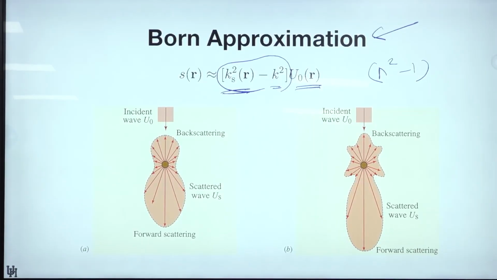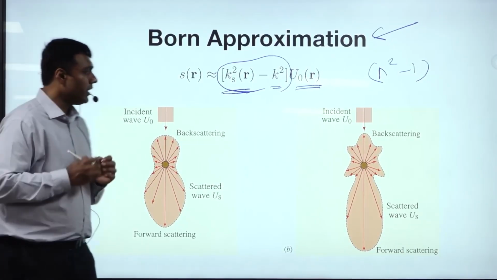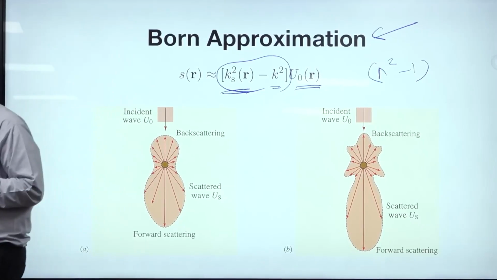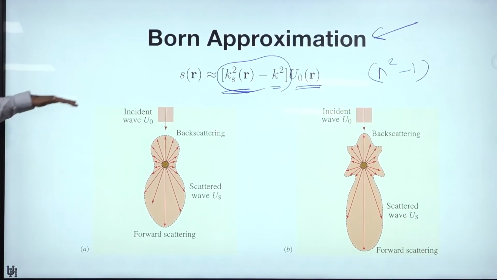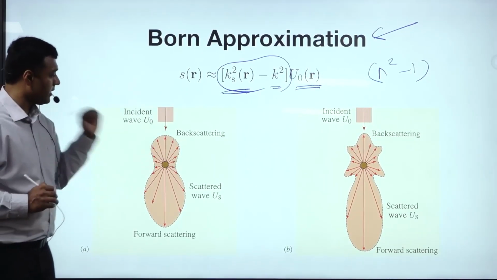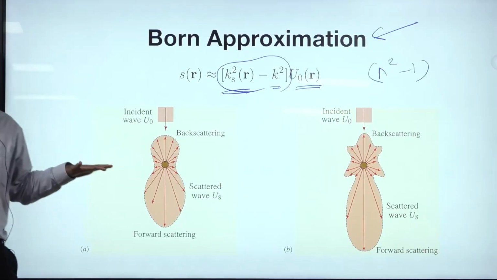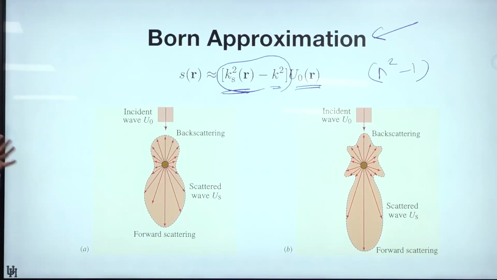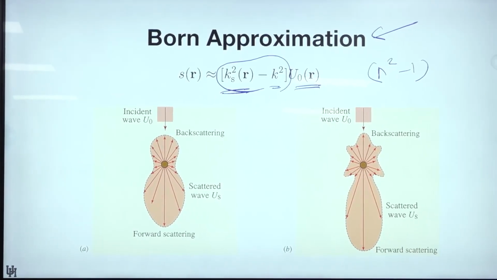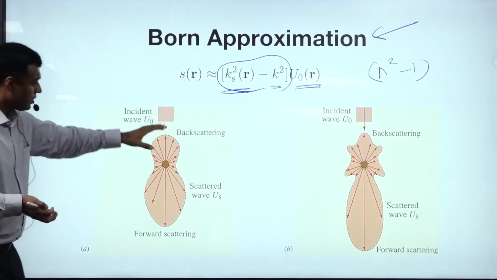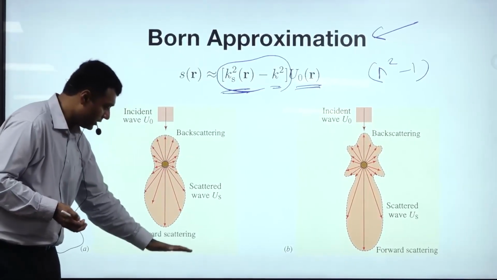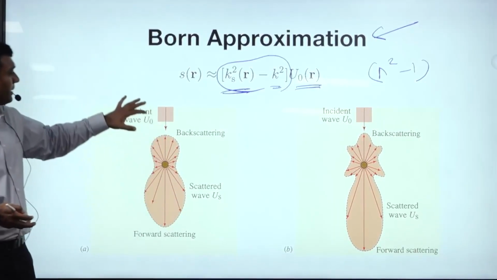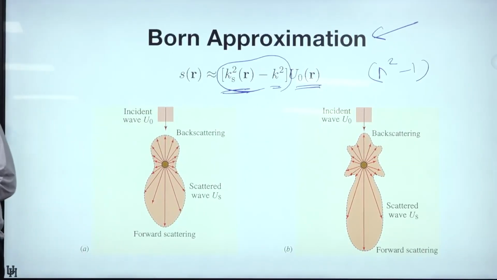then you can predict the scattering properties using this Born approximation. One way to think about this Born approximation is as though the light is incident on the object. Assume that the light just goes through the object as though the object is not there at all. Then assume that the light that goes forward is basically almost the same as the light that's coming in.